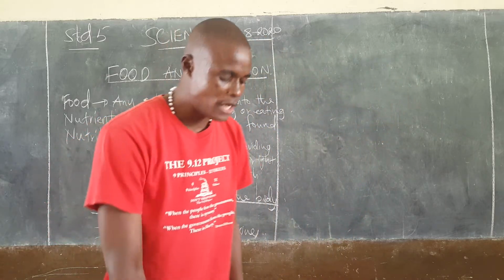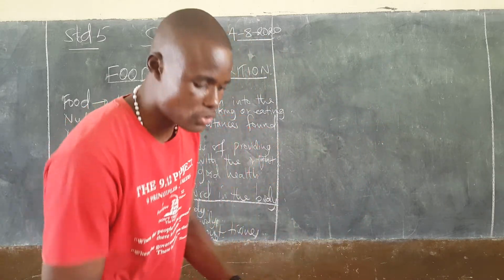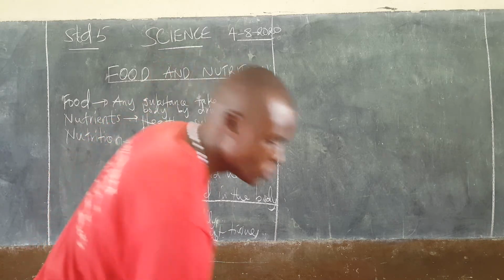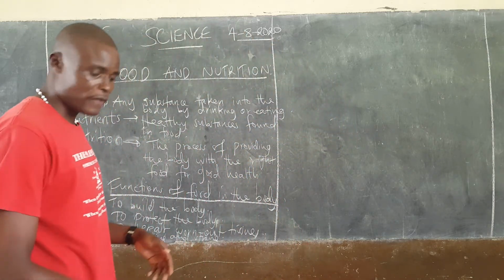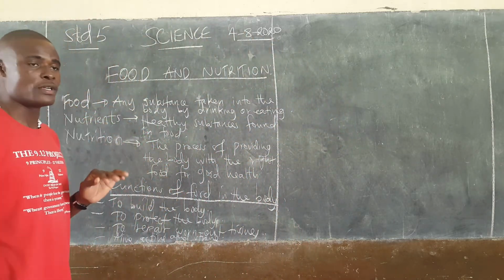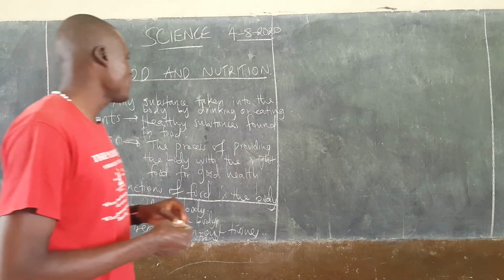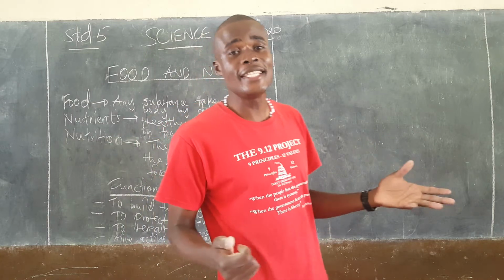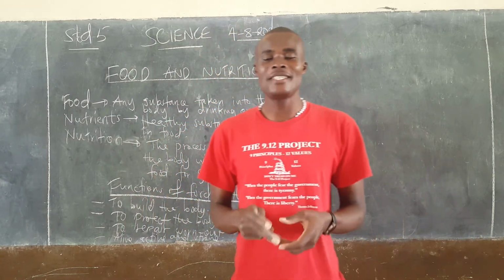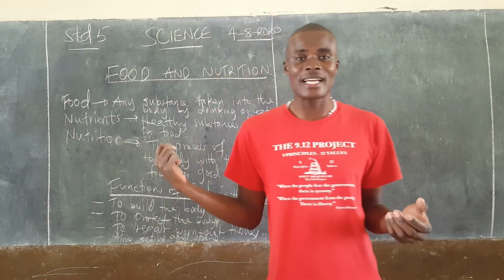So just from the words food and nutrition, let's define those terms first before we continue with our lesson. As you can see on the board, we have the word food. Food is any substance taken into the body by drinking or eating. A number of times we do this practically at home.